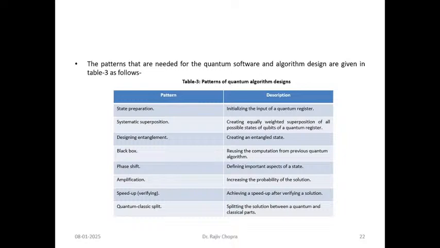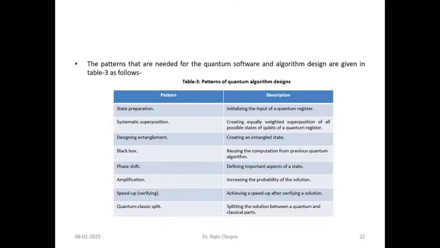A good example of this can be patterns. You can maintain a repository for these patterns, like designing entanglement, creating an entangled state, and these are the patterns in quantum algorithm designs. Then you can even go to quantum classic state, systematic superposition, creating equally weighted superposition of all the possible states, and state preparation, initializing the input of the quantum register. So the patterns that are needed for quantum software and algorithm design are given in this table. These patterns have to be identified.